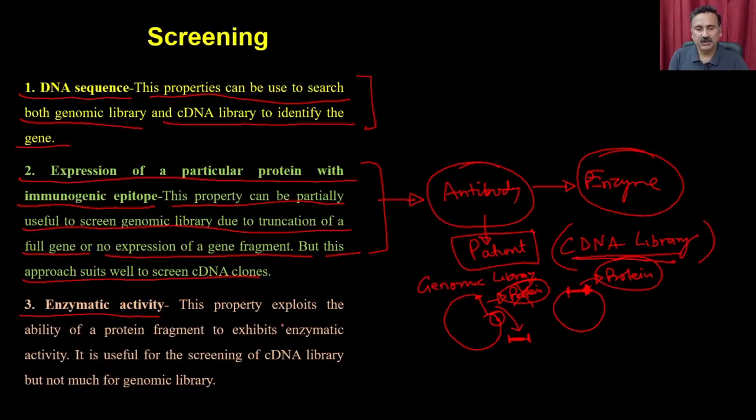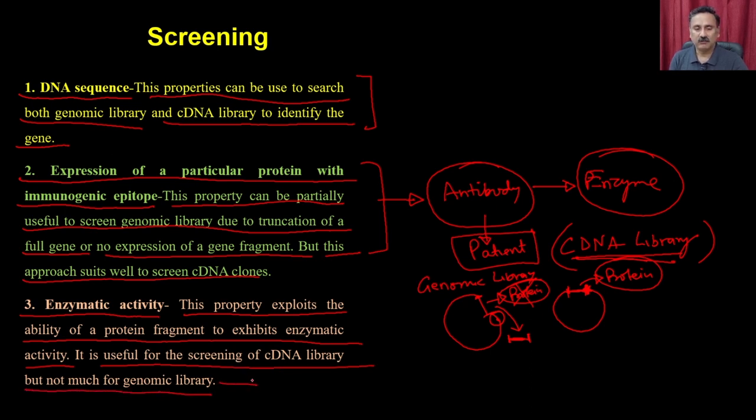Then we have the enzymatic activity. For example, if you are trying to explore an enzyme which is associated with a particular activity, but you don't know the gene, in that approach you can use the enzymatic activity. So this property exploits the ability of a protein fragment to exhibit enzymatic activity. It is useful for screening the cDNA library, but it is not useful for the genomic library for the simple reason that the genomic library may or may not be complete, right? The gene fragments are not complete, they may give you truncated proteins, and those truncated proteins may or may not give you the activity.